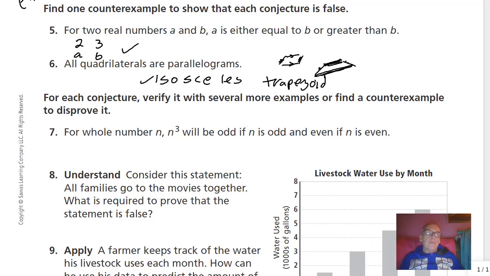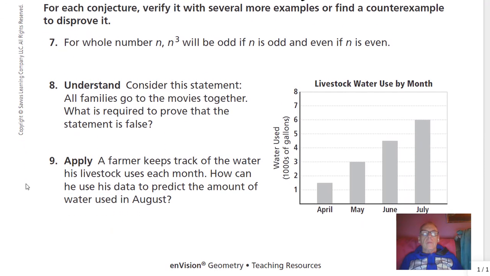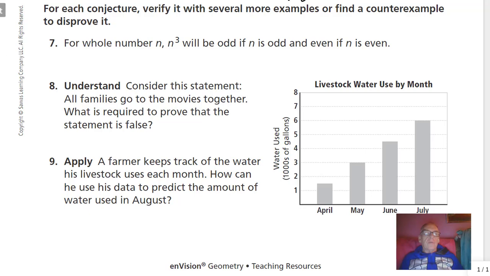Let's look at number 7. For each conjecture, verify with several more examples or find a counterexample. For a whole number n, n to the third will be odd if n is odd, and even if n is even. So let's look at 3 to the third. That gives us 27. So here's an odd, it comes out odd. Let's look at 2 to the third. That's going to be 8. Starts out even, comes out even.